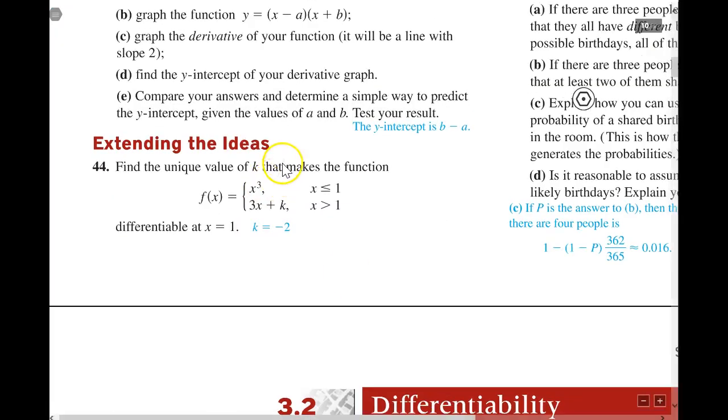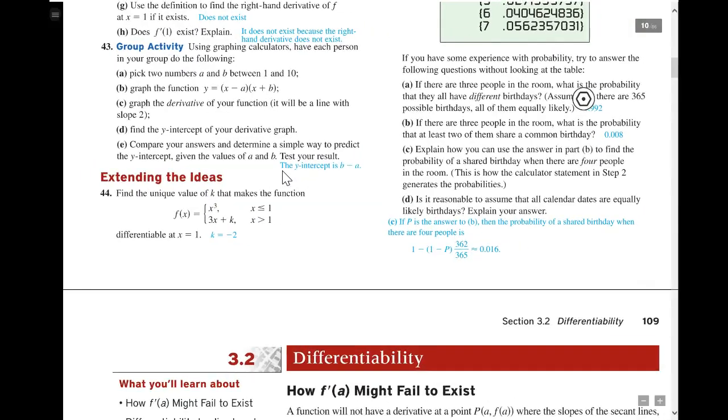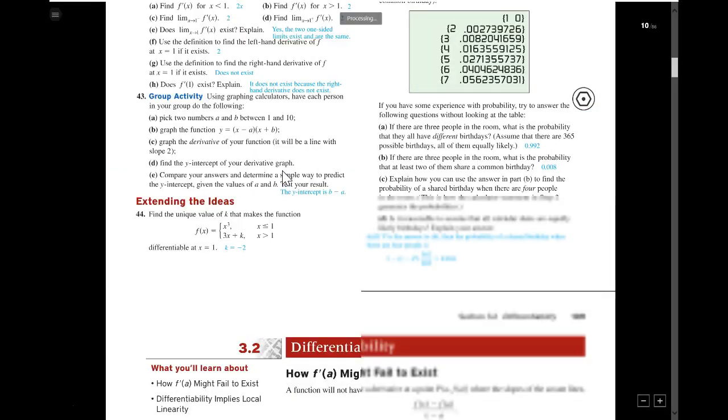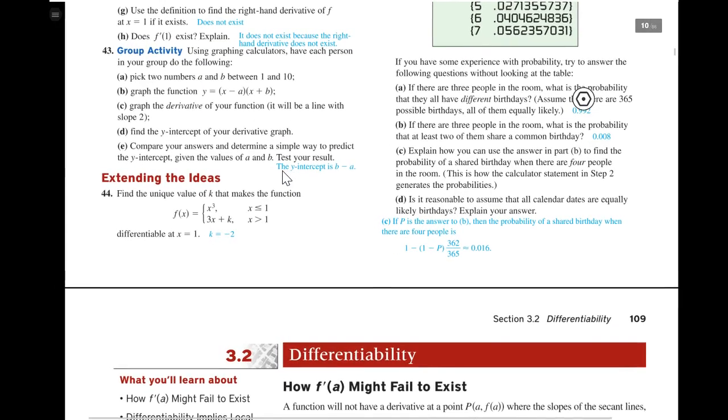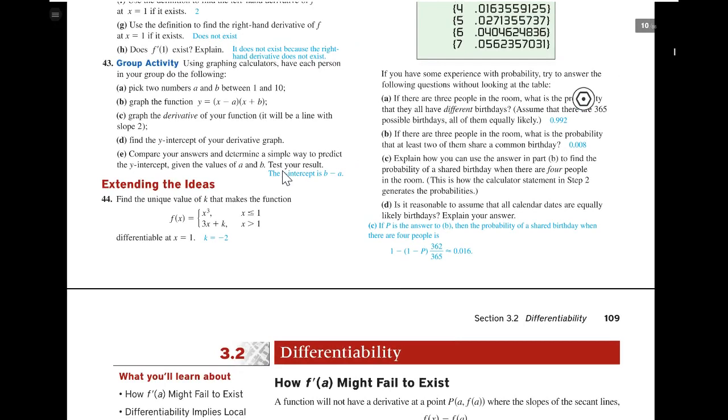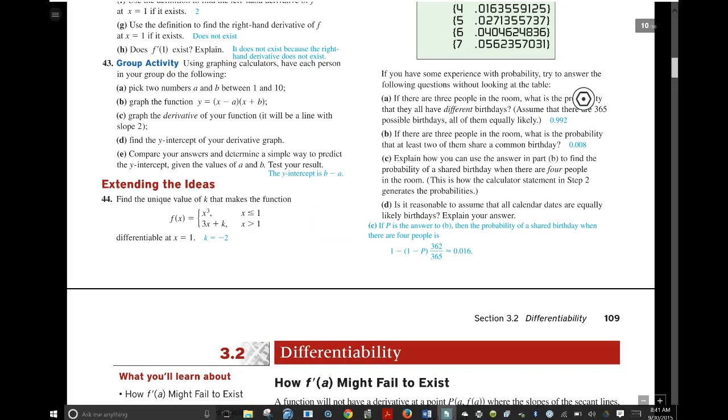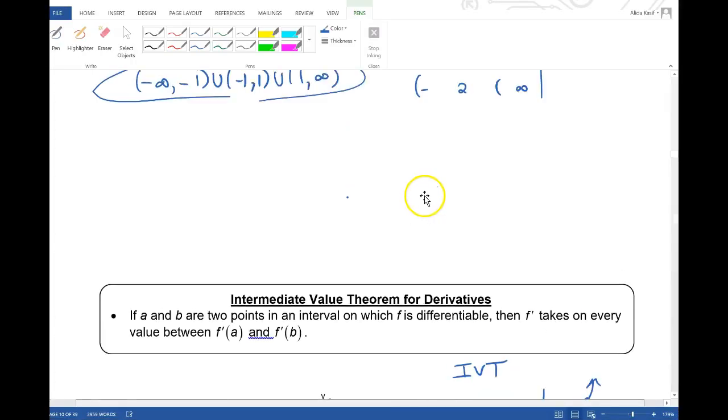So, what's the quiz going to look like? I'm going to provide you with the formula. I want you to know the alternative definition of derivative, f of x minus f of a. I'm going to give you the formula. Do we have to use it? Yes.